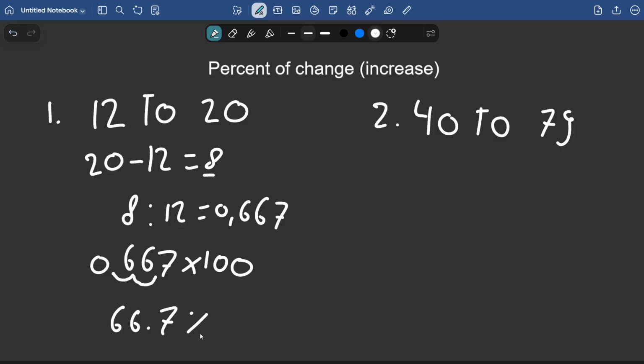So the percentage change of increase is 66.7%. So this is our answer to the first equation.